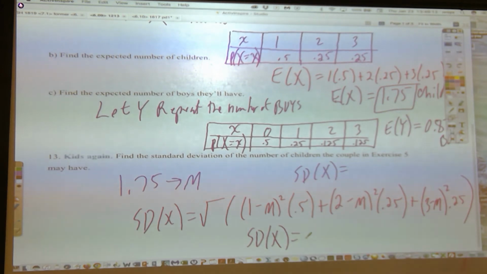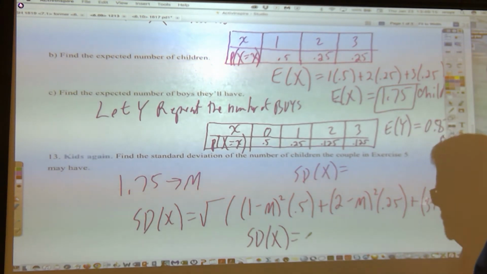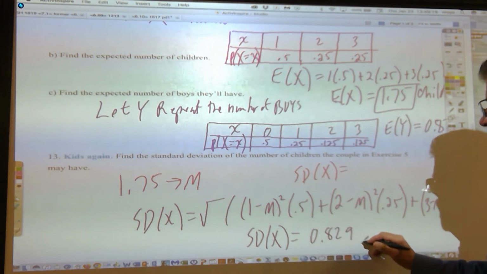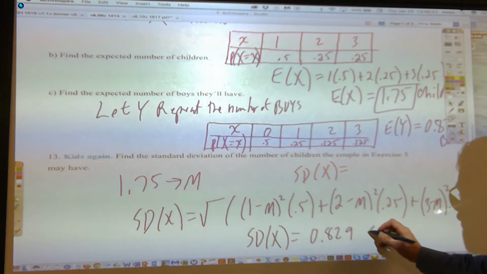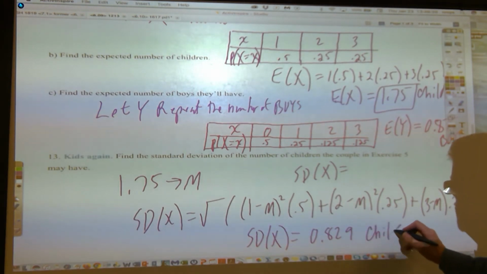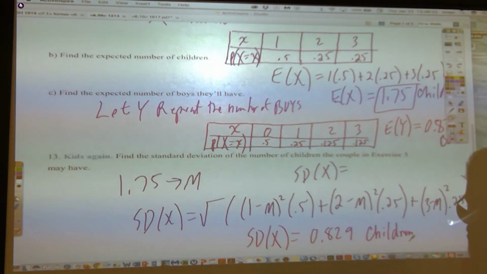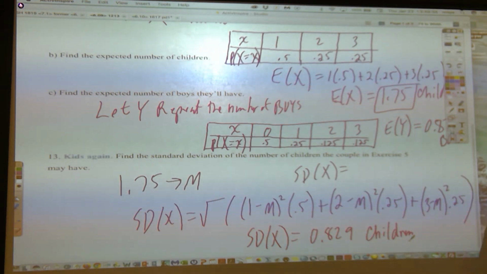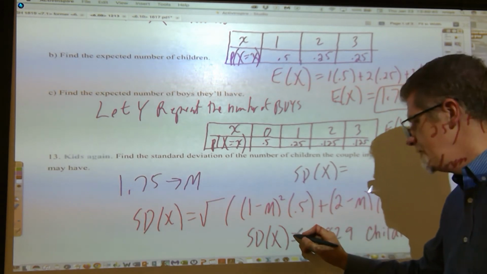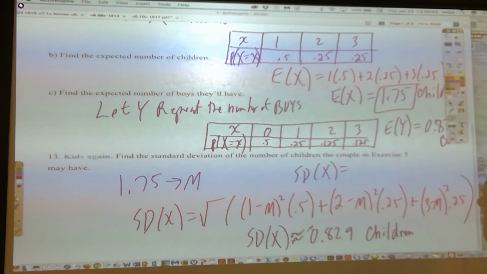Lydia, do you have that typed in already? 0.829. Is that exact or rounded? Exact. And the units on that? Boys, girls, or children? Children is correct. Any questions on this, or does anyone disagree? Oh wait, that's not exact. So it's approximate? Yeah. Okay, so maybe equals. Any questions on number 13?